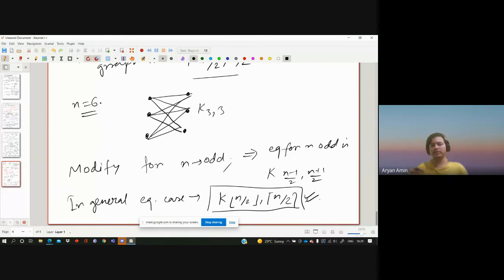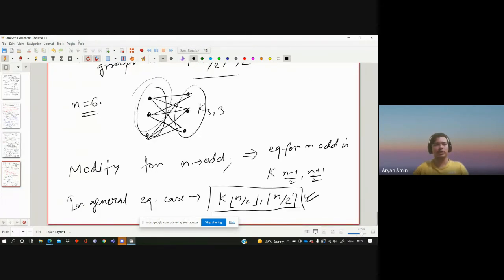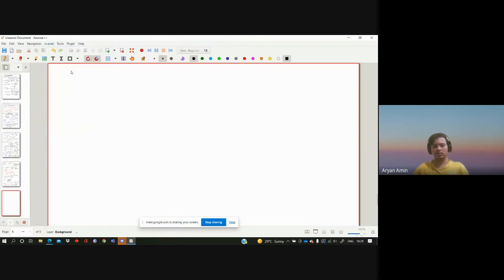So any questions relating to this? Do you understand what a complete bipartite graph means? You have two partitions, and the two partitions are independent sets themselves, and you draw all possible edges between them. Are there any questions? No. Okay, let's move on.